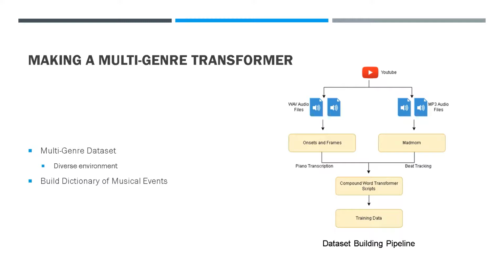So how do we make a transformer a multi-genre transformer? For this, we need a multi-genre dataset so that our transformer has a diverse environment to learn from. Then once we have this dataset, we need to build our dictionary of tokens so that our transformer understands the vocabulary it needs to predict.